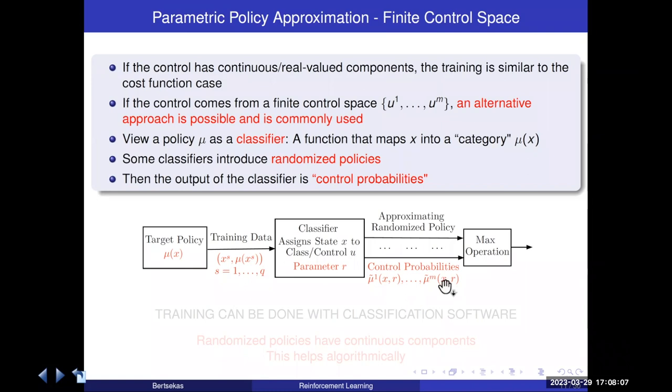These probabilities have the meaning of quality of control. High probability controls are higher quality controls that you prefer. And if you are interested in outputting just a single control, then you do a max operation here and output the control of maximum probability. For example, AlphaZero at the output generates probabilities of various moves. This move is 90% good. This other move is 3% good. This other move is 5% good. And so it provides a more flexible evaluation of moves. And it turns out that in AlphaZero, these probabilities are used to drive the Monte Carlo tree search. It's a complicated story, but it gives you the idea.